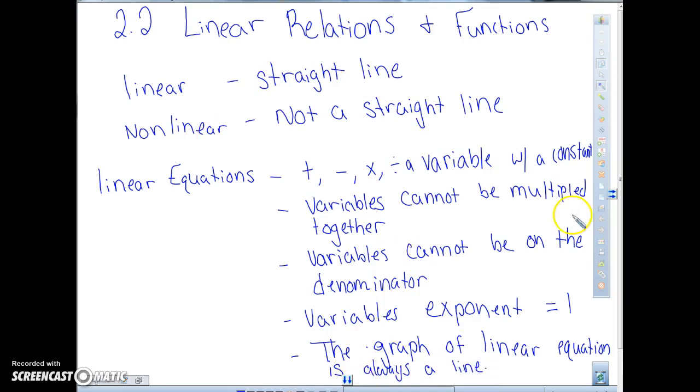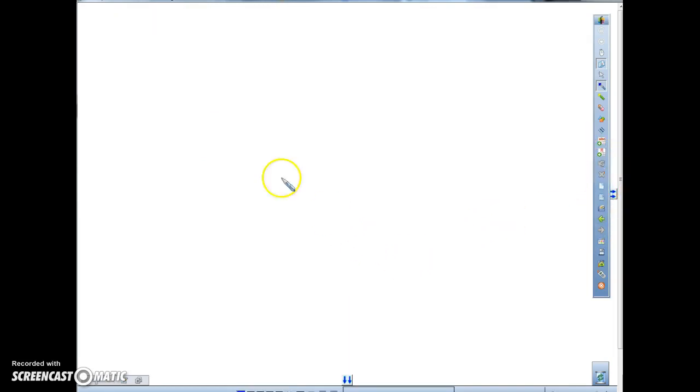So let's do some classification of some equations here. I'm going to give you some equations. We're going to classify them as linear or nonlinear. The first one, 4x minus 5y equals 16. This is linear because it does have variables in it. It has variables and constants multiplied together. The second one where it says variables cannot be multiplied together, x and y are not being multiplied together. Variables cannot be on the denominator. We have no variables on the denominator. The variable's exponents must be 1. The exponents on x and y are both 1.